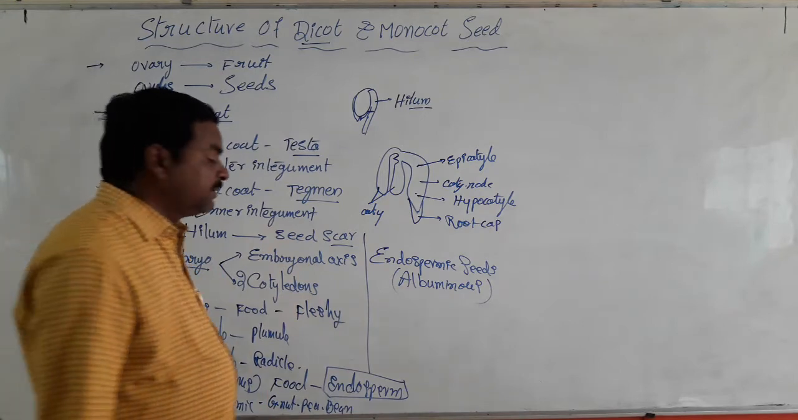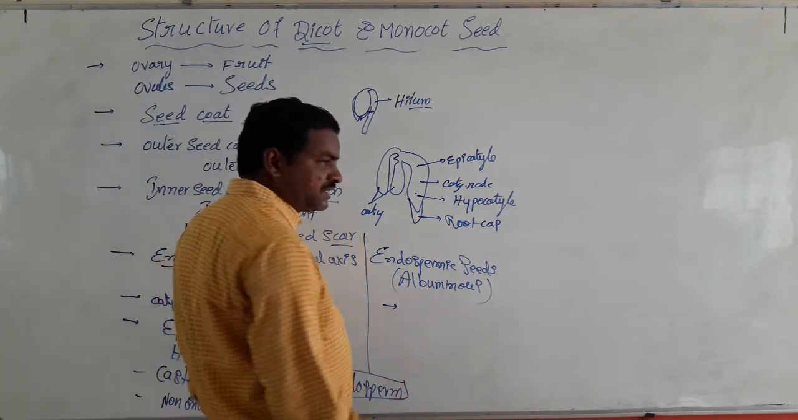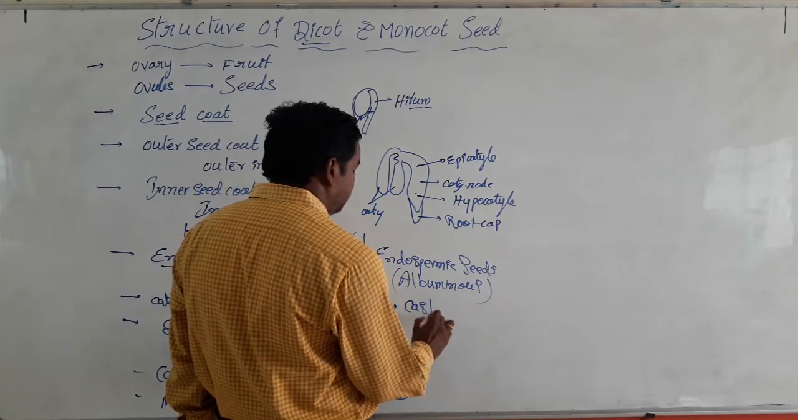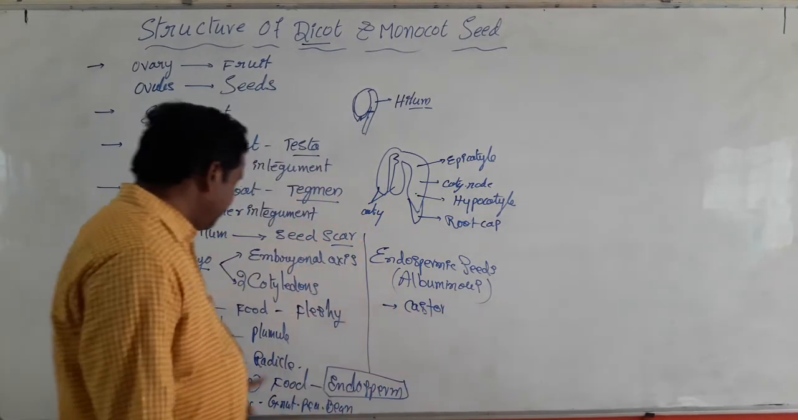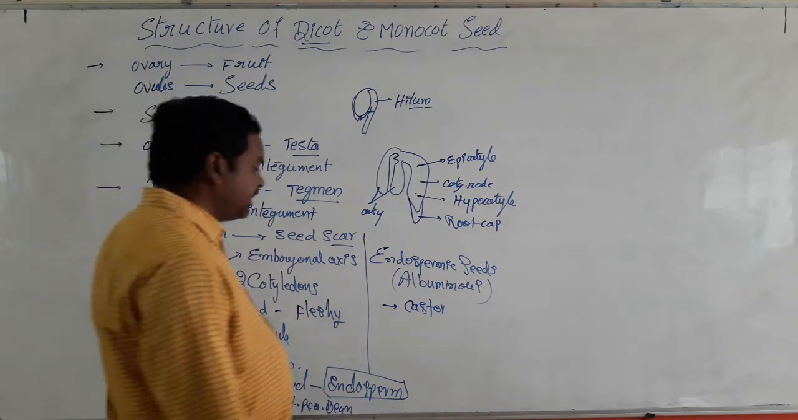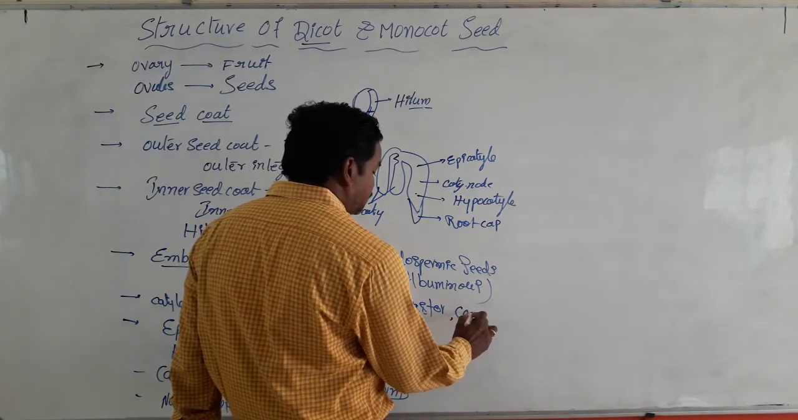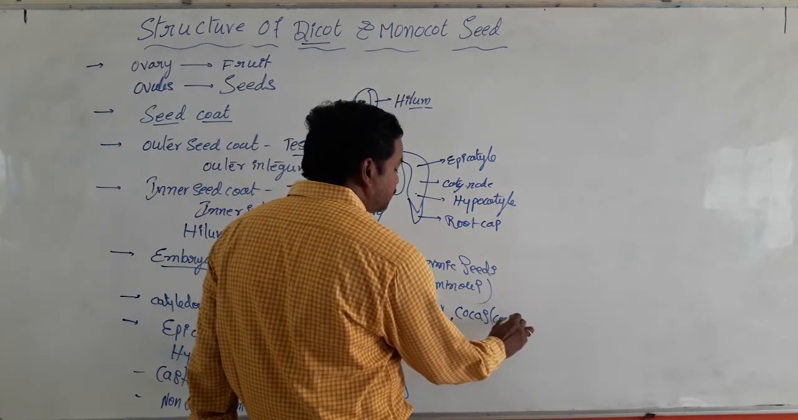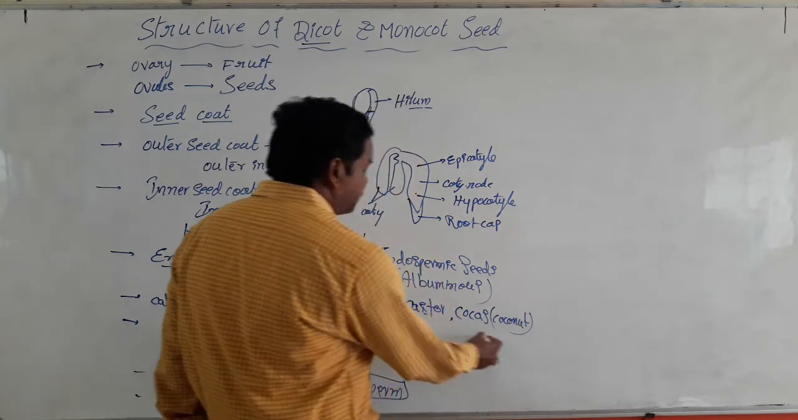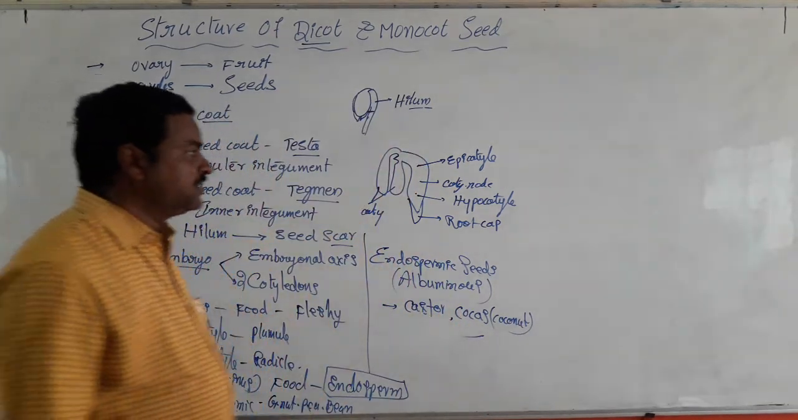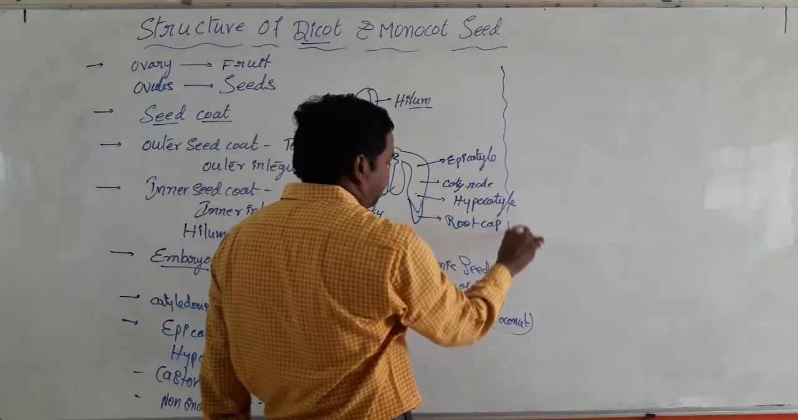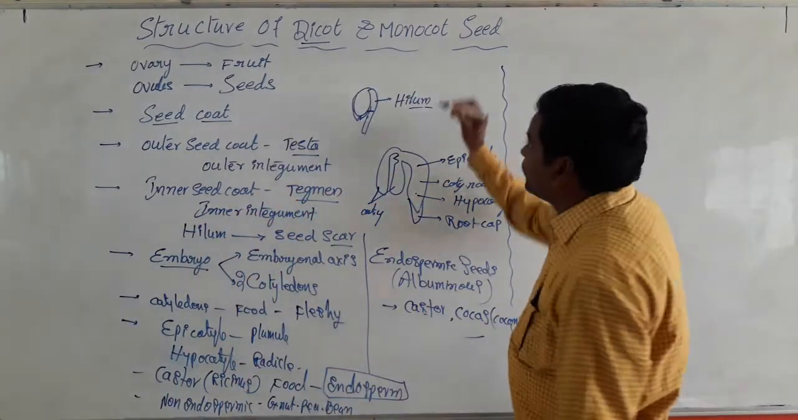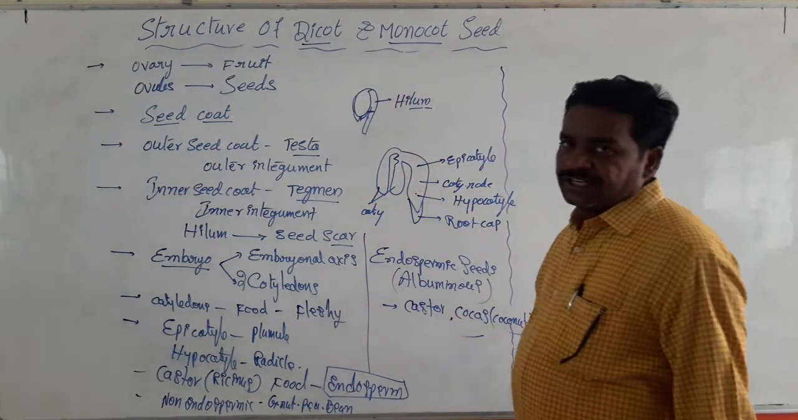Some of the examples for albuminous seeds: castor, which stores food material in the endosperm in case of dicotyledonous seeds. At the same time, coconut, Cocos nucifera, is a best example for this type of seeds. Students, this is the structure of dicotyledonous seeds. Now coming to the structure of monocotyledonous seed.